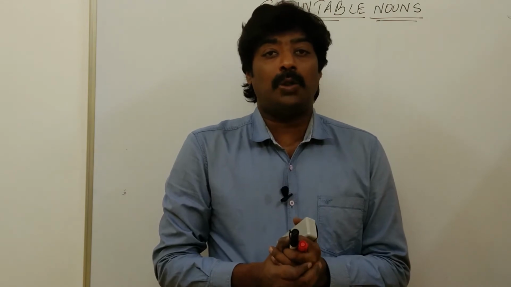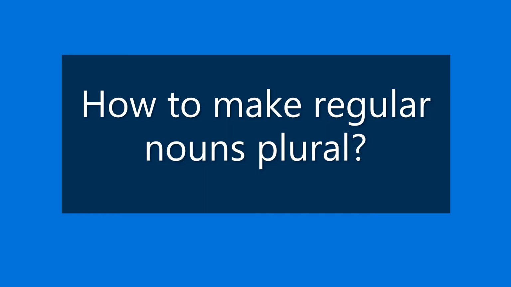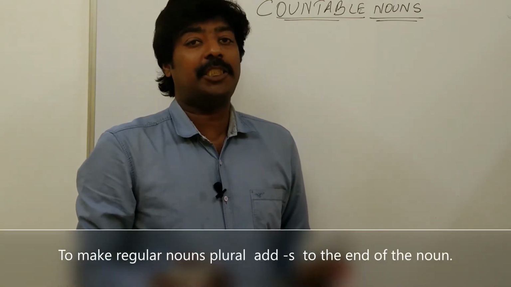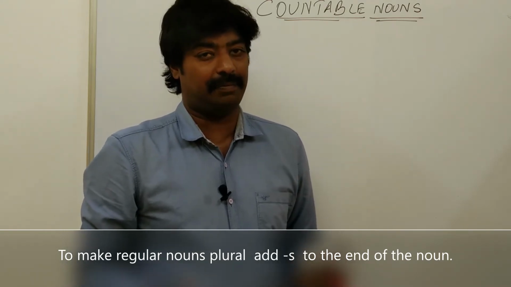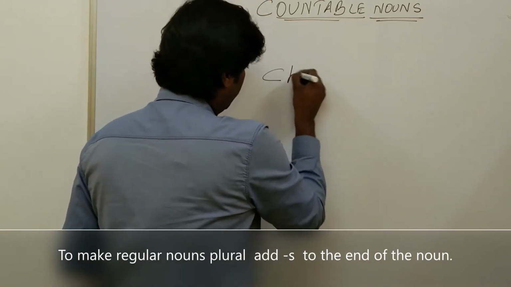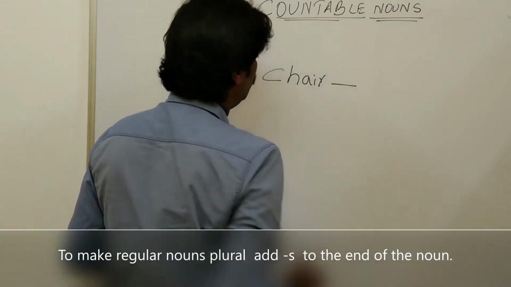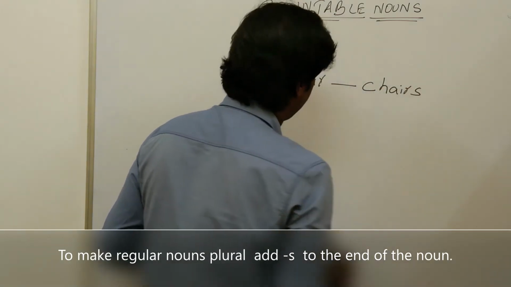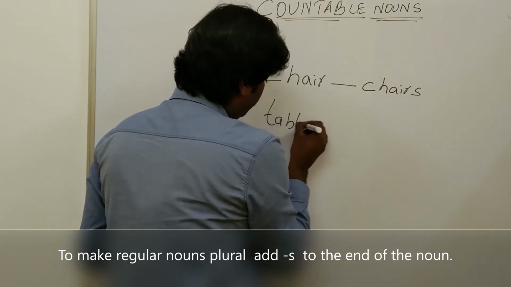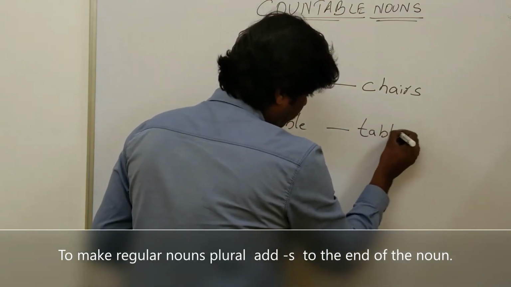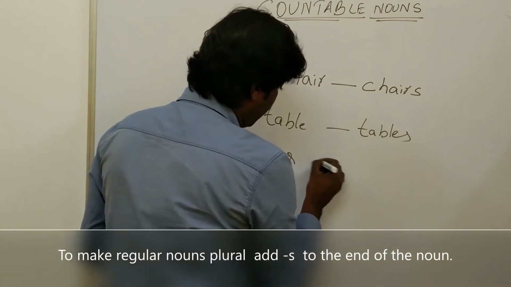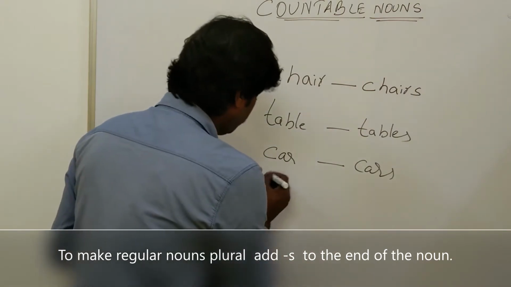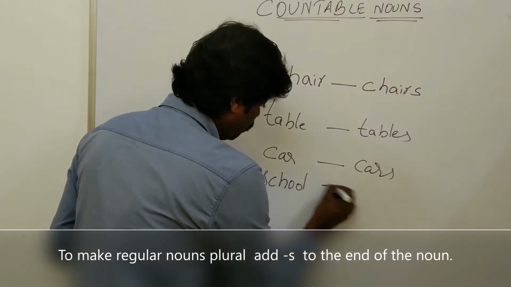Alright, let's continue on to how to make the plural forms of nouns. To make regular nouns plural, add s to the end of the noun. Let's look at some examples. The plural form of chair is chairs. The plural form of table is tables. The plural form of car is cars, and so on. The plural form of school is schools.